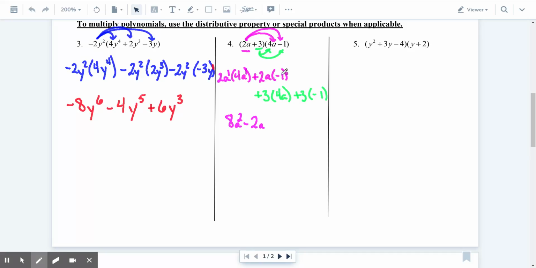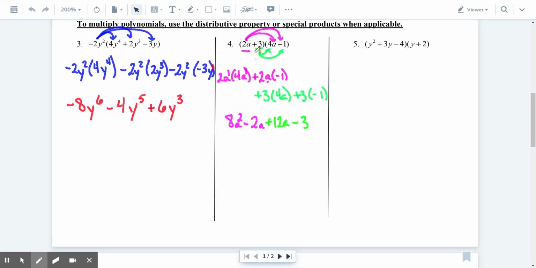Okay, so this other term was fine. 2a times negative 1 is negative 2a. Next, we take the 3 times 4a. That's plus 12a. And we need to take 3 times negative 1. That's negative 3. The only thing left for us to do is decide if we have multiplied everything together. Now, I'll also note that once you get comfortable, what I would typically do is just go through this multiplication up here and jump straight down to this step, writing down what I get from it. So that's perfectly fine.